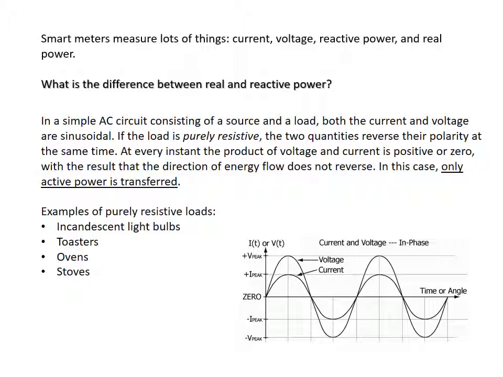point, multiplying current times voltage gives you at least a positive number or 0. And so as a result, only what we call active power, power that can actually do work, is produced. So examples of, again, are incandescent light bulbs, so light bulbs that are purely resistive, and then toasters, ovens, stoves, etc. Right. So basically, anytime you're turning electricity into heat.